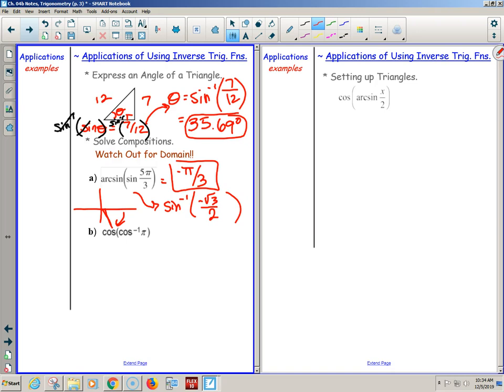Sorry. Some angles, when they come in, they come out different. Some, when they go in, they come out the same. What about this one?